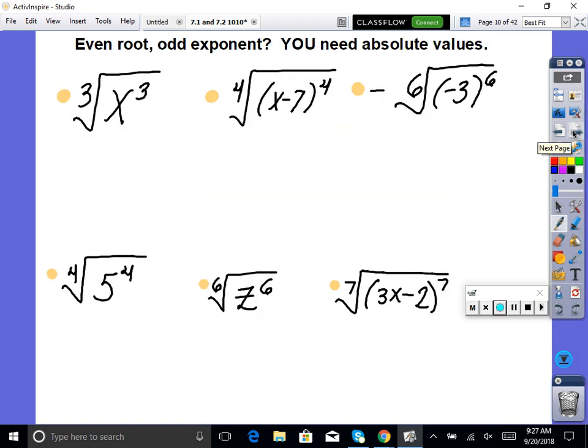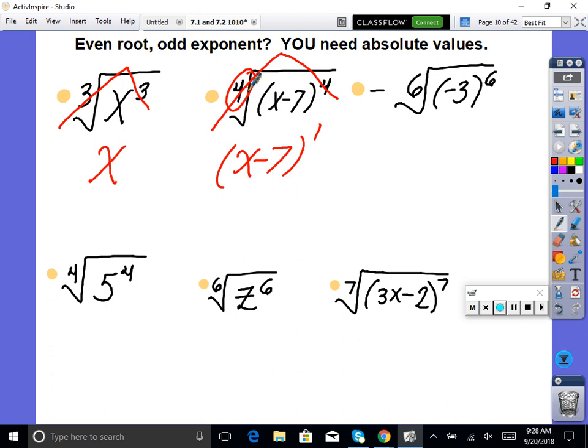Okay, let's do some more. So just watching. It says simplify if possible and put absolute values when necessary. Doesn't root cancel out power? So x. Even root? No, so we don't need absolute values. x is fine. Root cancels out with power, so don't we get x minus 7 to the first? Even root? Odd exponent. We need absolute values, so absolute value of x minus 7.